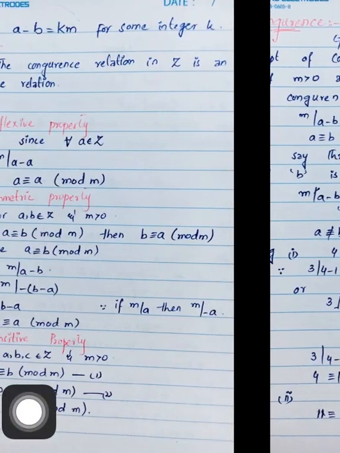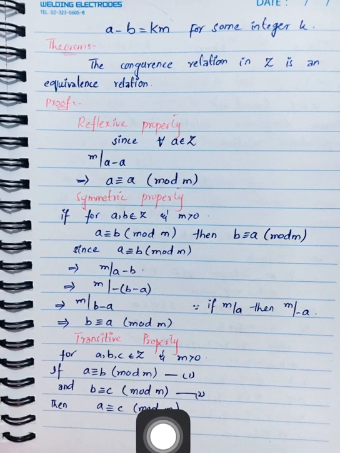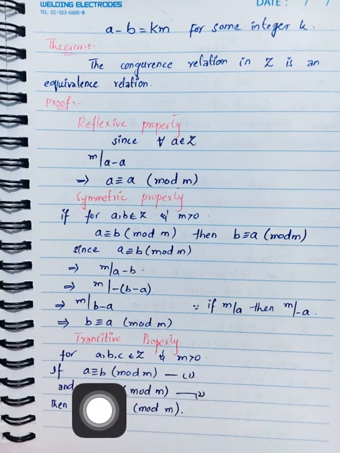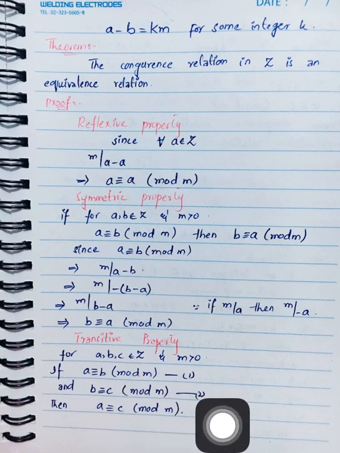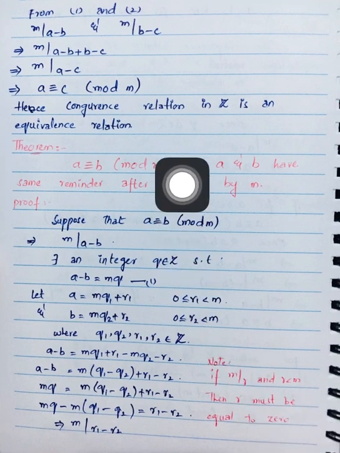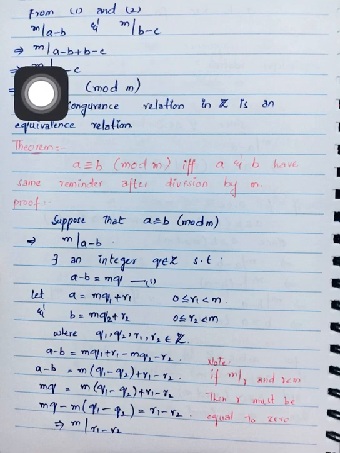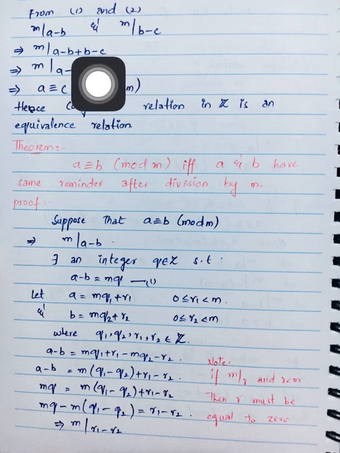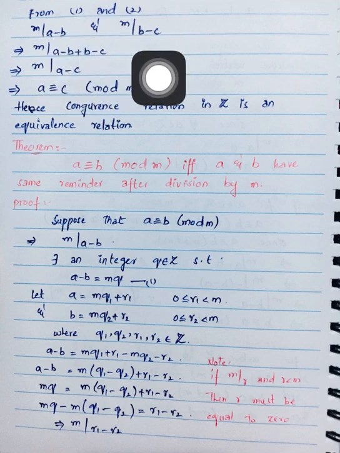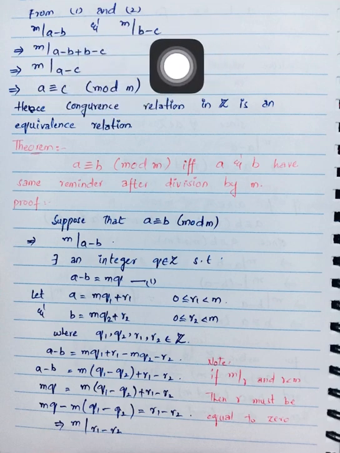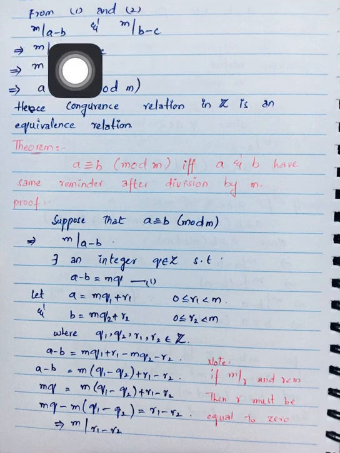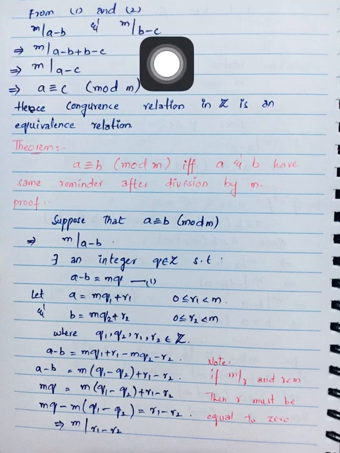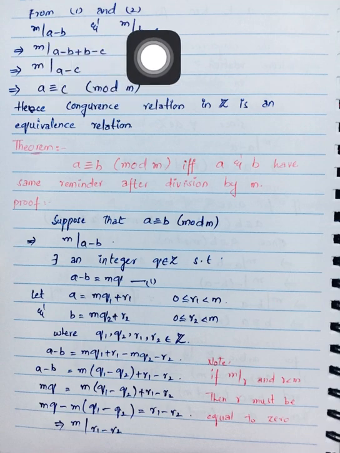So from 1 and 2, from this equation I can say that m divides a minus b, and from the second equation I can say that m divides b minus c. Now I can say that m divides a minus b plus b minus c. I can write it like this by using the property of divisibility, that if m divides a minus b and m divides b minus c, then m divides the addition of these two values.